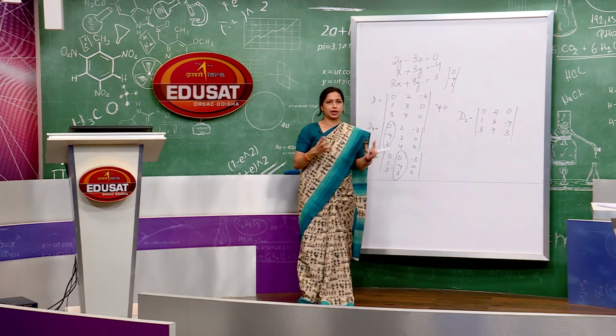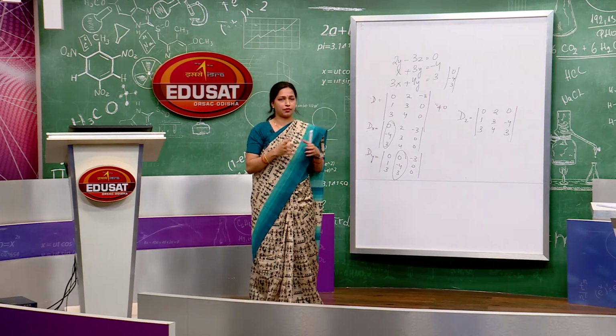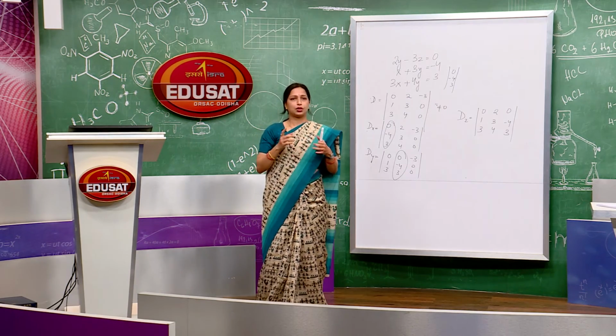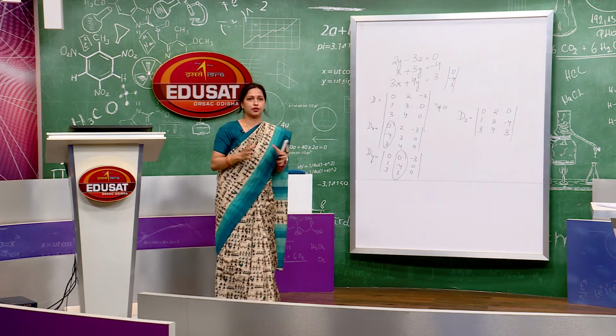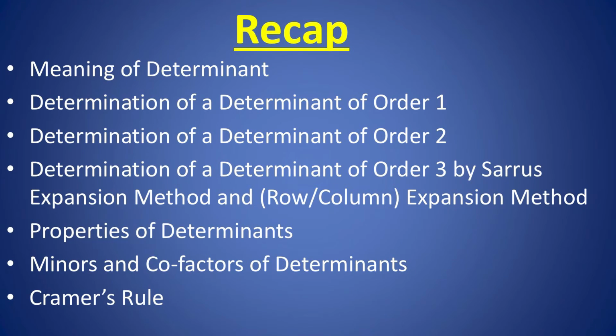Now, let us do a quick recap of the entire chapter that we have discussed so far. So, here you can see in the slide what we have covered so far. We have covered the meaning of determinant. So, determinant is basically a numerical value that is obtained from a square matrix. A square matrix is a matrix where the number of rows must be equal to the number of columns. Then we have discussed how to find the value of the determinant of order 1, order 2 and order 3 as per your syllabus.